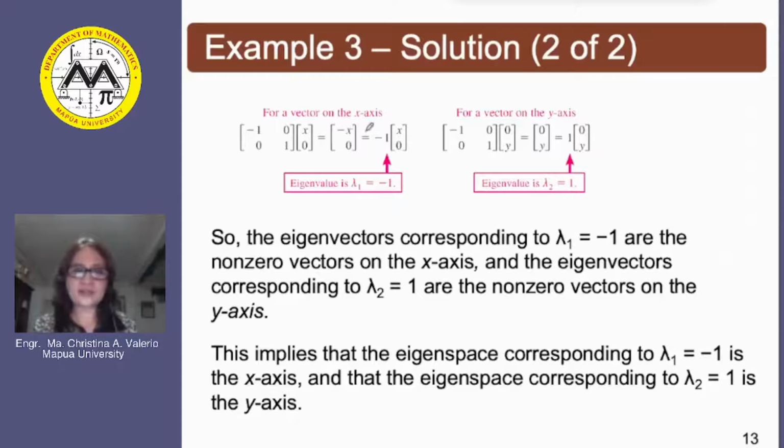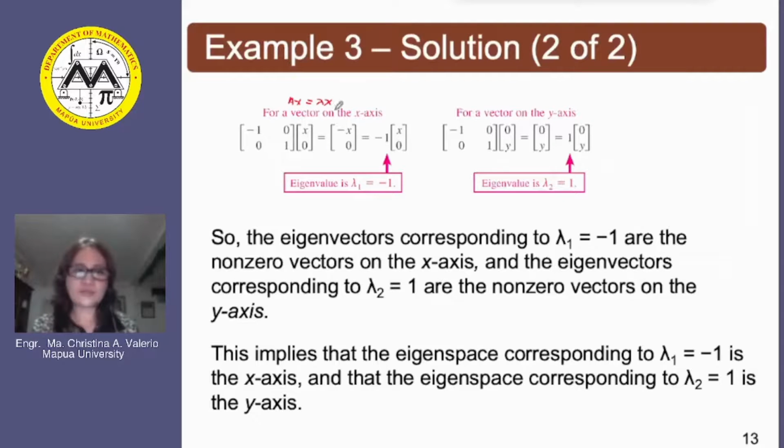For a vector on the x-axis, let's consider another vector with y equal to 0 and multiply that by A. You have negative 1 times x plus 0, which is negative x, and 0 times x plus 0, which is 0. We see that the column vector with components negative x and 0 can be expressed as negative 1 times the column vector x, 0. Since the multiplication Ax produces the expression lambda x, again we can verify that the eigenvalue is equal to negative 1, and the vector x, 0 is an eigenvector of the given matrix.